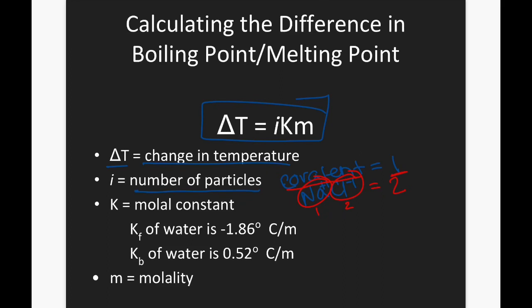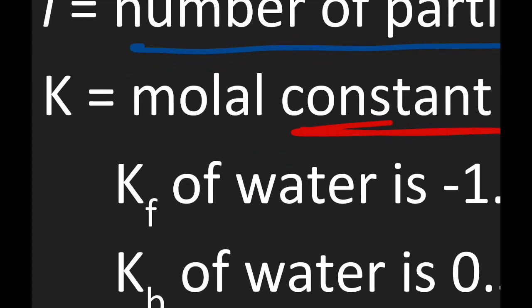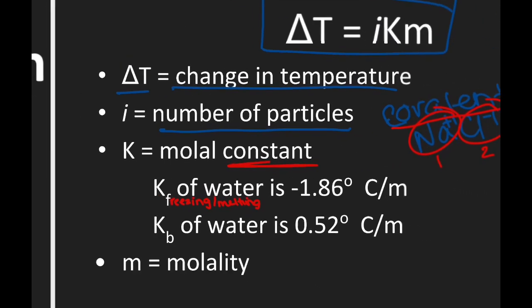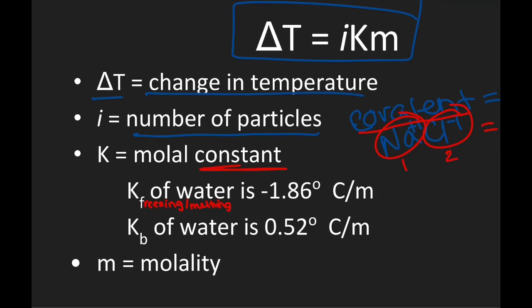And then K is your molal constant. Constant means it always remains the same. We will always use the same number depending on which equation we're dealing with. So right here, F stands for, let's zoom it in, F stands for freezing. So if we're talking about freezing or melting, then our K value is always going to be -1.86. Why is that? Because it lowers the freezing point. So that's why it's going to be negative, because you're going to decrease the temperature.